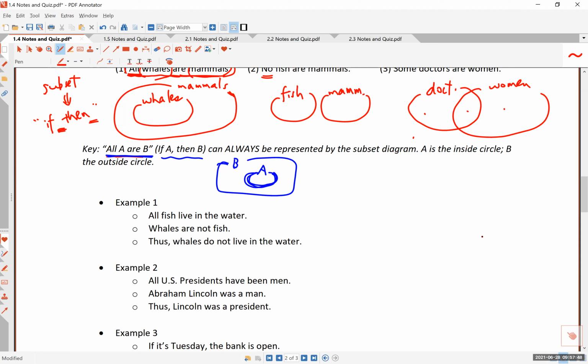But here's one thing that I should tell you at the beginning. Don't try to make sense. Don't try to ask yourself if a statement is true or not. Okay, so for instance, the fact that you know that whales do live in the water, set that knowledge aside. Because what you're looking at is just a pure structure of the sentences, the logic.